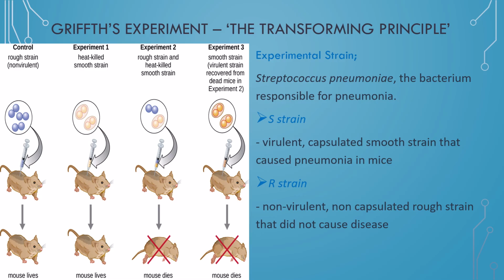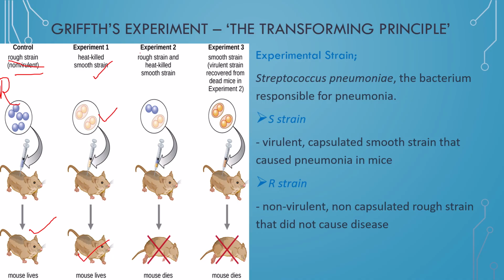The control organism was injected with a rough strain, that is the non-virulent R strain. When this strain was injected, the mouse stayed alive. In the first experiment, Griffith injected the heat-killed smooth strain. He treated the strain with high temperature. This led to the destruction of the capsule, and when this strain was injected into the mice, the mice stayed alive.